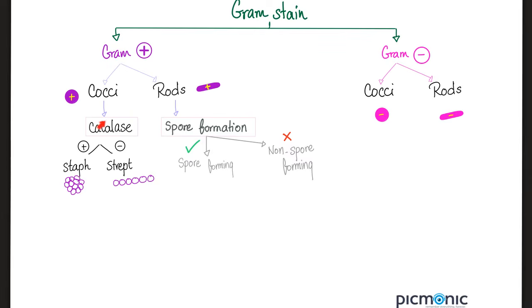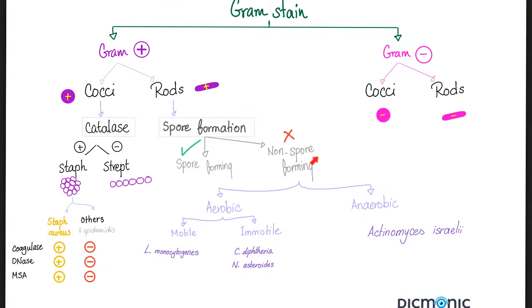And then the cocci are catalase positive or catalase negative. Catalase positive such as the staph, catalase negative such as the strep. And then the rods are divided not based on the catalase but based on spore formation. Are they spore forming or non-spore forming? Today we will focus on the non-spore forming, and then they are further subdivided into aerobic and anaerobic bacteria. Aerobic could be motile or immotile. Motile is Listeria monocytogenes, immotile such as Corynebacterium diphtheriae and Nocardia asteroides. The anaerobic is the Actinomyces israelii.